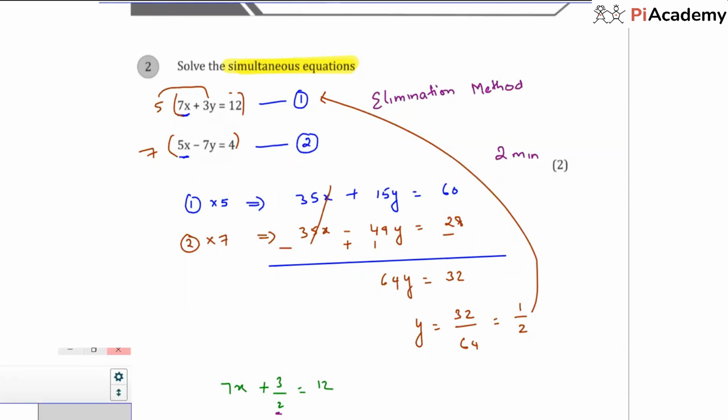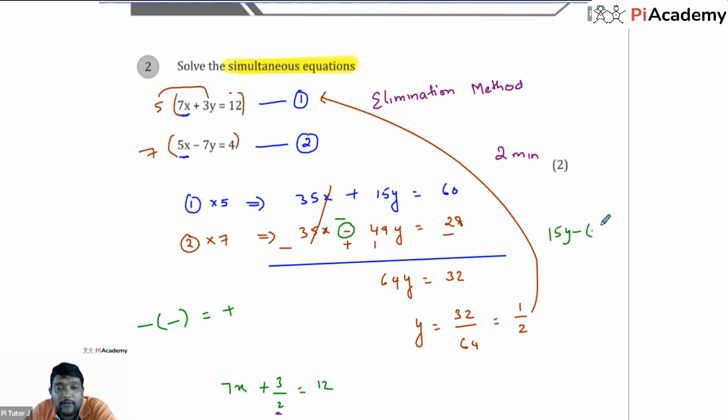Why did you change the minus into a plus right next to the 49y? Good question. You're subtracting both the equations. Negative of negative becomes a positive, right? There is already a negative sign, and since I'm subtracting, minus of minus becomes plus. It is like this: 15y minus of minus 49, so it is 15y plus 49y, which is 64y, right? Make sense?